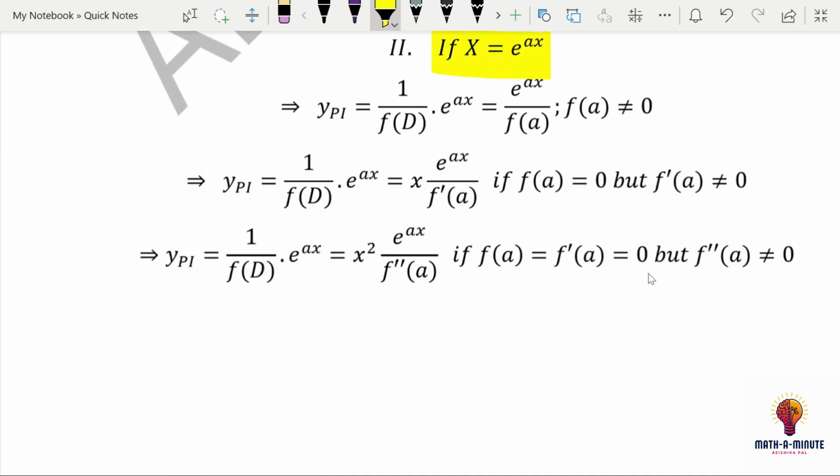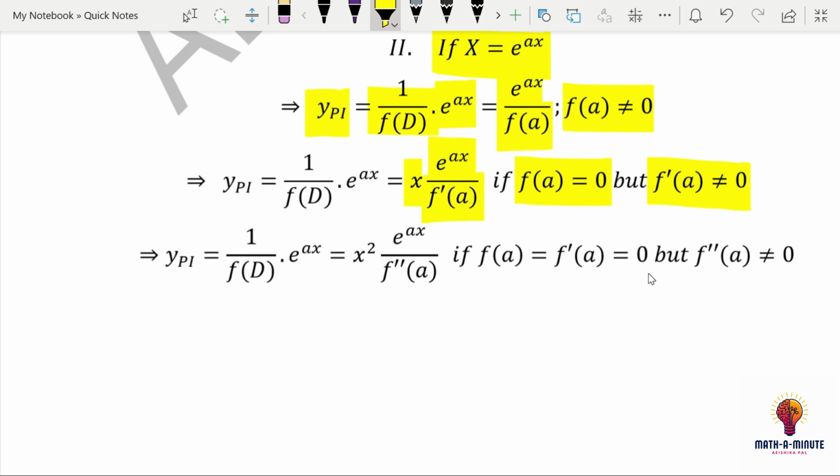If x is an exponential function in the form of e to the power ax, then the particular integral will be 1 by f of D into e to the power ax. If f of a is not equal to 0, then it will be e to the power ax by f of a. But if f of a is 0 and f dash a is not equal to 0, then the particular integral will be x into e to the power ax divided by f dash a.